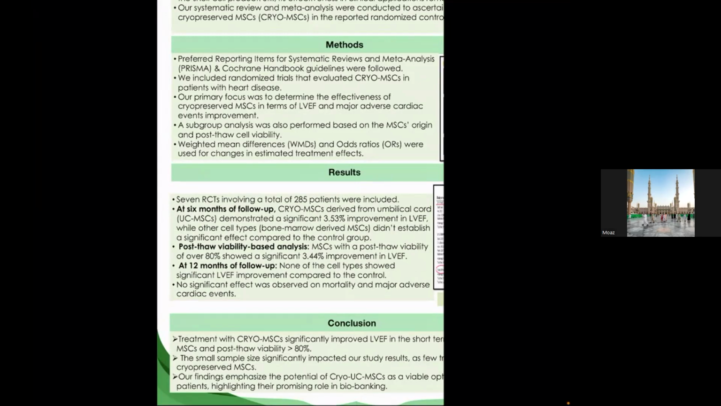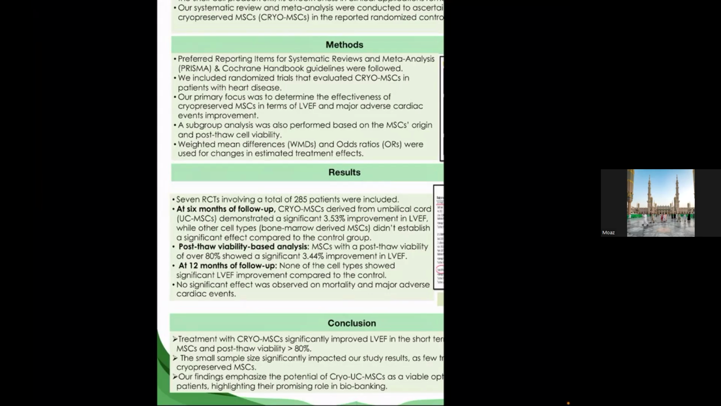For the efficacy, we found that at 6 months of follow-up, cryopreserved mesenchymal stem cells derived from umbilical cord demonstrated a significant 3.53% improvement in left ventricular ejection fraction, while other cell types, including bone marrow-derived MSCs, did not establish a significant effect compared to the control group. When assessing the post-thaw viability, we found that MSCs with a post-thaw viability of over 80% showed a significant 3.44% improvement in the left ventricular ejection fraction. However, MSCs with viabilities of less than 80% did not show any significant effect.